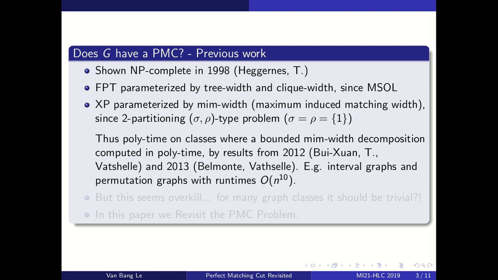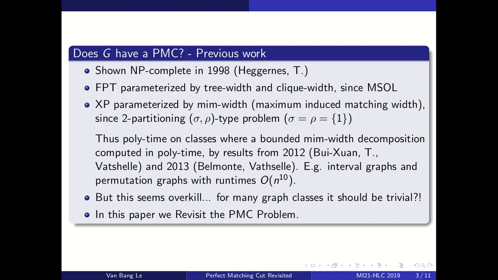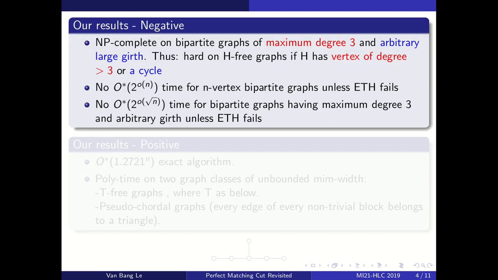But n to the 10 is a very slow polynomial time runtime, and it seems that we could do better. So this is partially the reason why we revisit this perfect matching cut problem in this paper. Okay, so what are the results that we have? Well, we have some negative results, some hardness results, and we have some positive results. Let me start by mentioning the negative results.